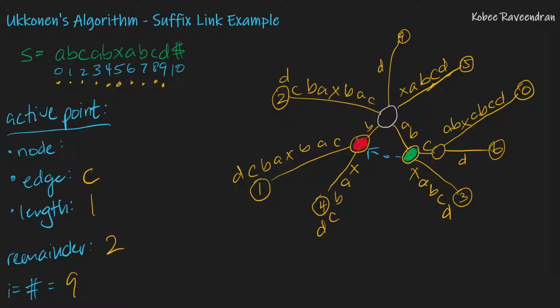So I'll go ahead and erase this. Our new active node is the red one. And our new edge and length will stay the same. So that's the beauty of this. We've kind of automatically found our new active point in order one time. We didn't have to start from the root node and search for it. We just took the suffix link, kept the edge and length the same, and then that was our new active point. So there we are. At this point, you'll notice again that the D does not match the A that's on this edge after the active point. So we make a new branch.